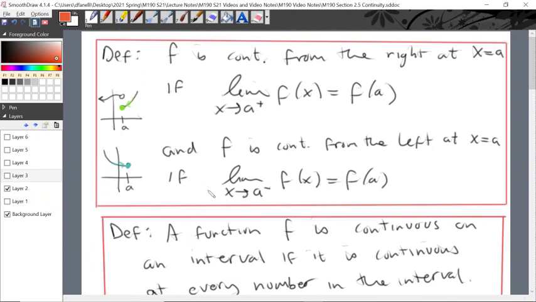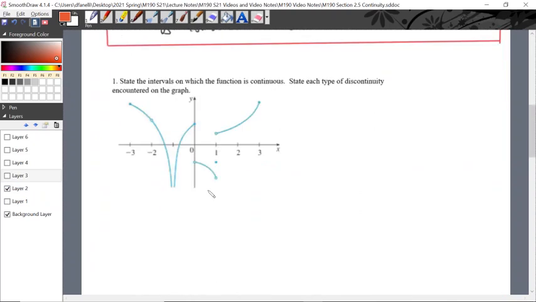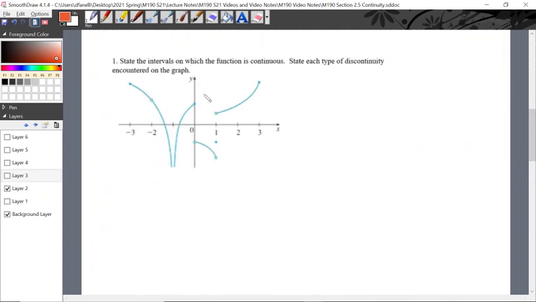Let's take a look at an exercise. We'll move ahead. Here's a given graph, where we're not told what the symbolic form of this function is, but just given the graph, state the intervals on which the function is continuous, and also state each type of discontinuity encountered on the graph.